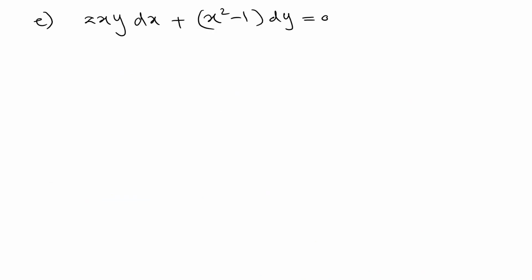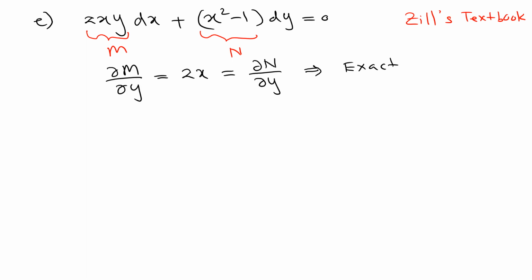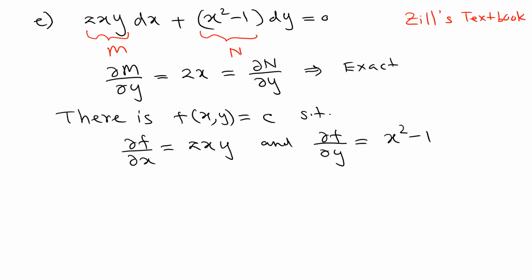You can find this problem in the Zill differential equations book, and let's see how we can use the shortcut to get the answer quickly, just for comparison purposes. As before, we identify the M function and the N function, and then we check the condition. You can see the two partial derivatives are equal to 2x, so it is exact. That means there is a function f(x,y) such that the partial with respect to x equals the M function 2xy, and the partial with respect to y equals the N function x squared minus 1.